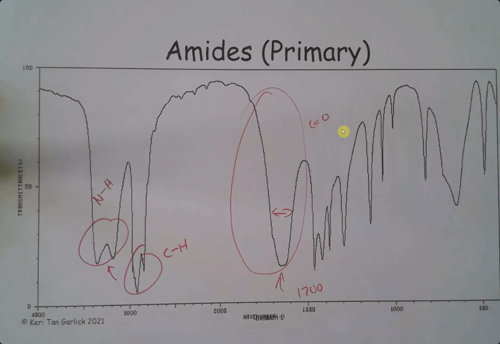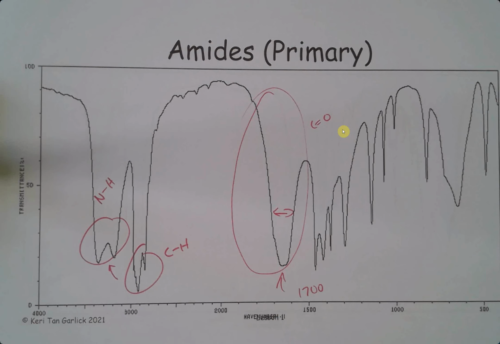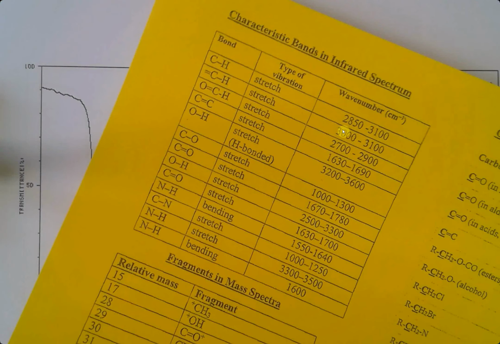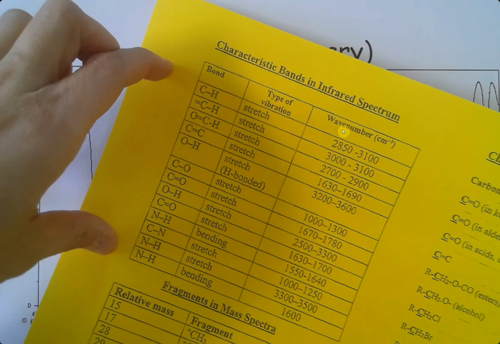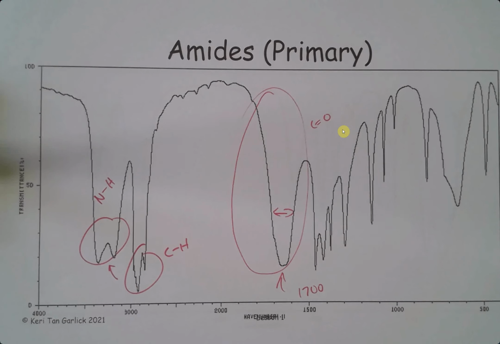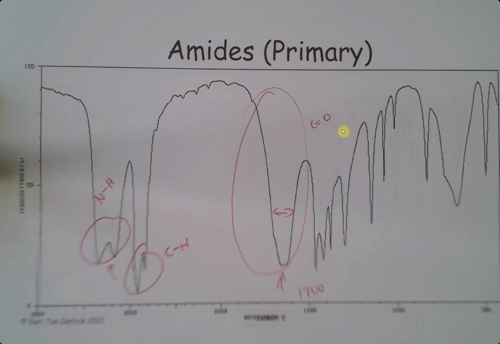Now I call this one primary because the primary and the secondary actually do look different to each other. And again, everything should back up with the rough wavelengths that are given on this sheet. It's not going to be a perfect science, but it will be roughly in that zone.